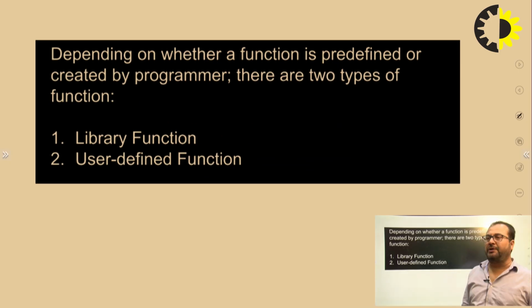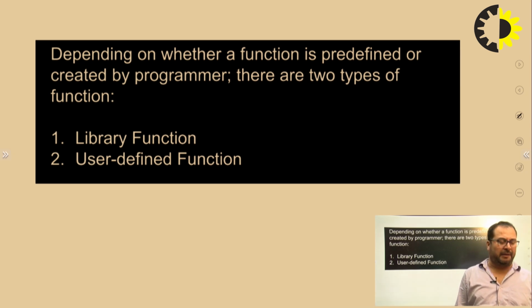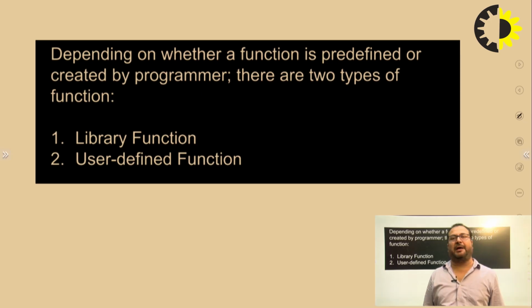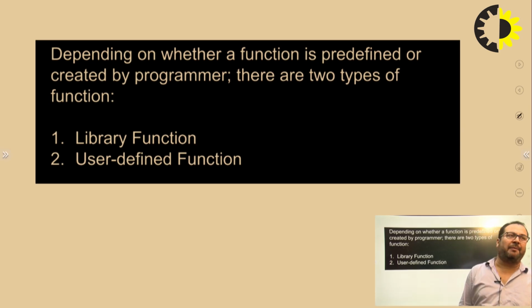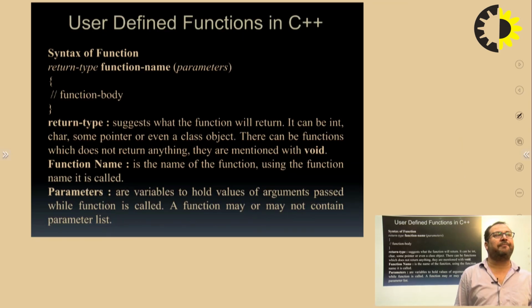There are two categories of function. One is the library function, which is already defined, and these library functions are defined in header files. The other is the user defined function, meaning users can create their own functions depending on the requirement, depending on how many modules they want to use or create. So, depending on whether a function is predefined or created by the programmer, they are categorized into library functions and user defined functions.